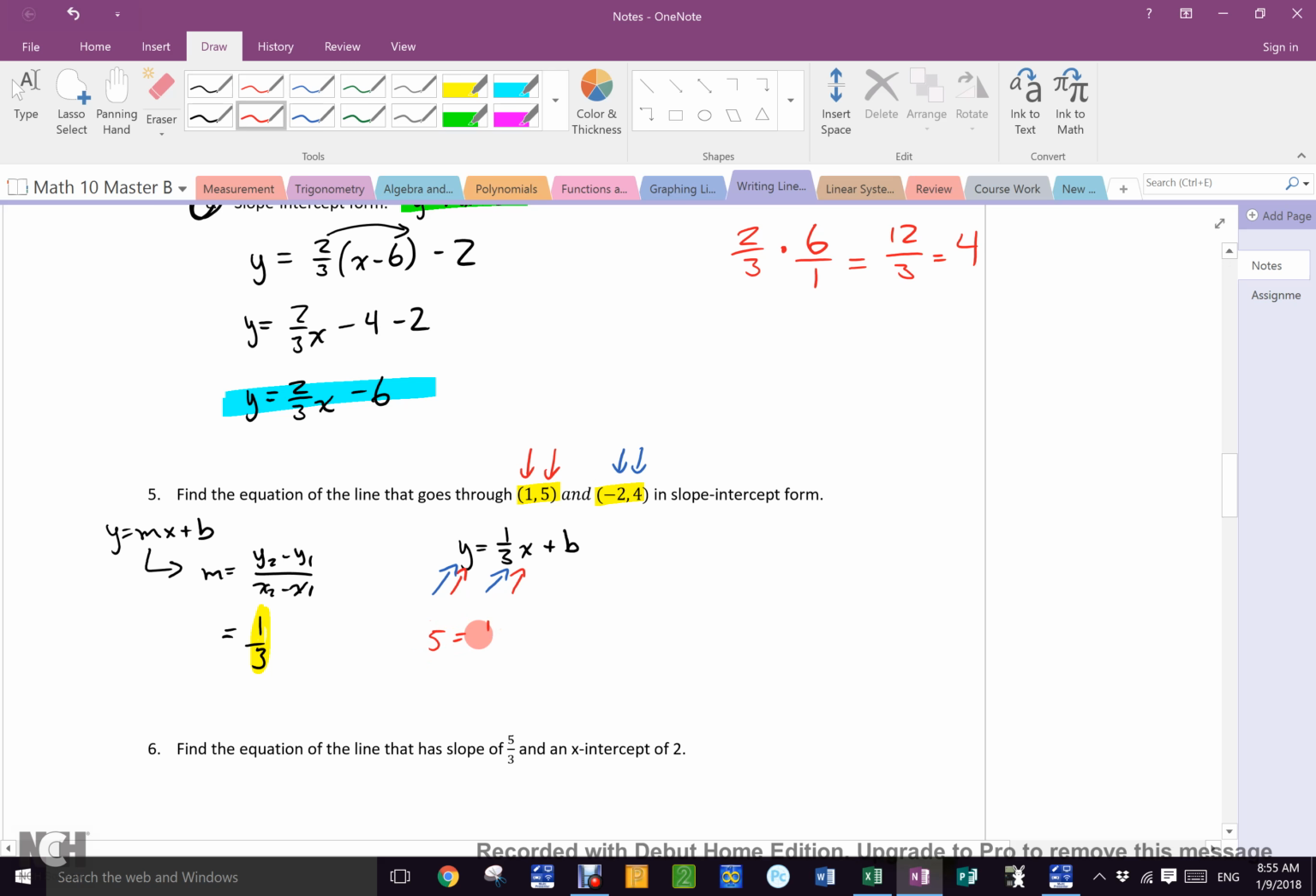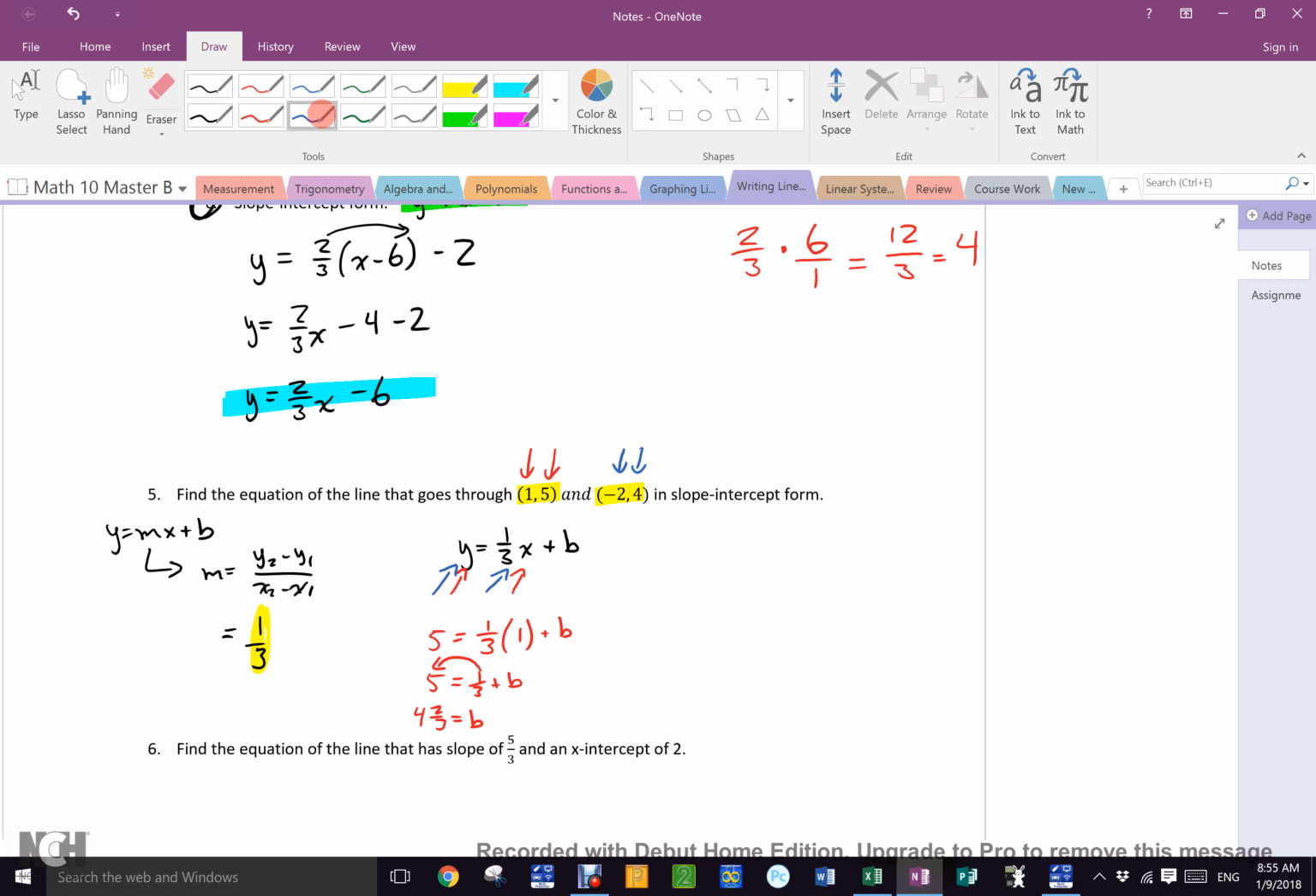5 equals 1/3 times 1 plus b. 5 equals 1/3 plus b. If I move that third over there, I have 5 minus 1/3, yes? If I have 5 pizzas and I take away 1/3 of a pizza, I'm left with 4 2/3 of a pizza, aren't I? So that's b. Everyone with me?